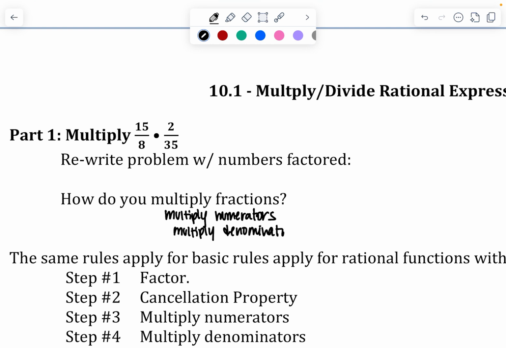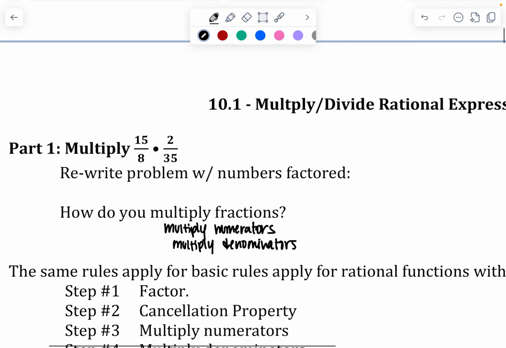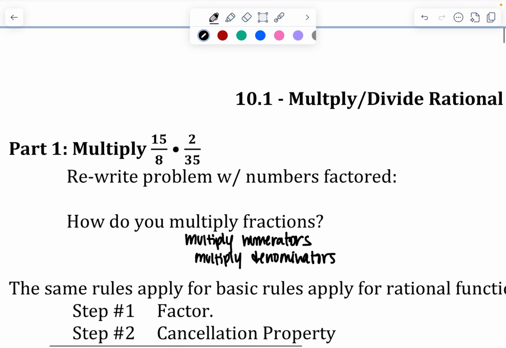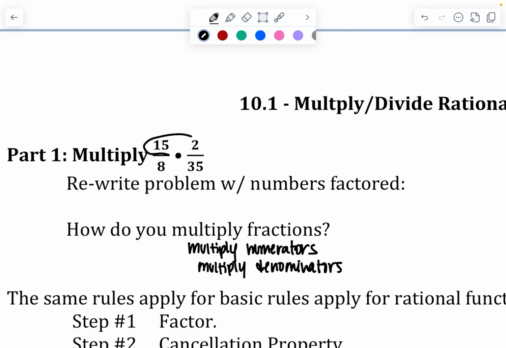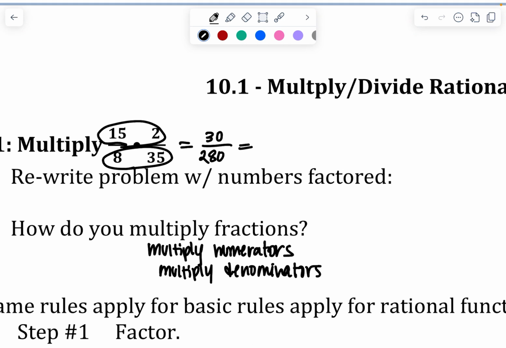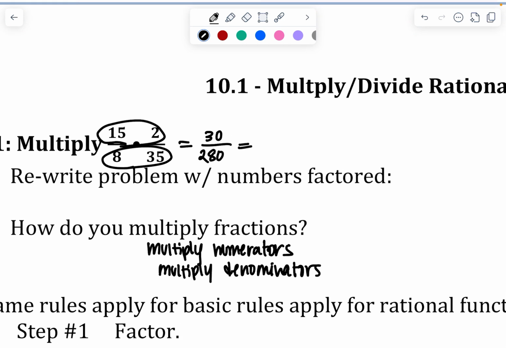And so multiplying fractions is actually easier than adding and subtracting. We'll do that next time. But for here, you don't need a common denominator. You just multiply. And so if you were to multiply 15 times 2, you would get 30. Multiply your 8 times 35, you get 280. But you don't want to leave your answer like that. If you can simplify the fraction, you absolutely want to. And so this simplifies to 3/28.